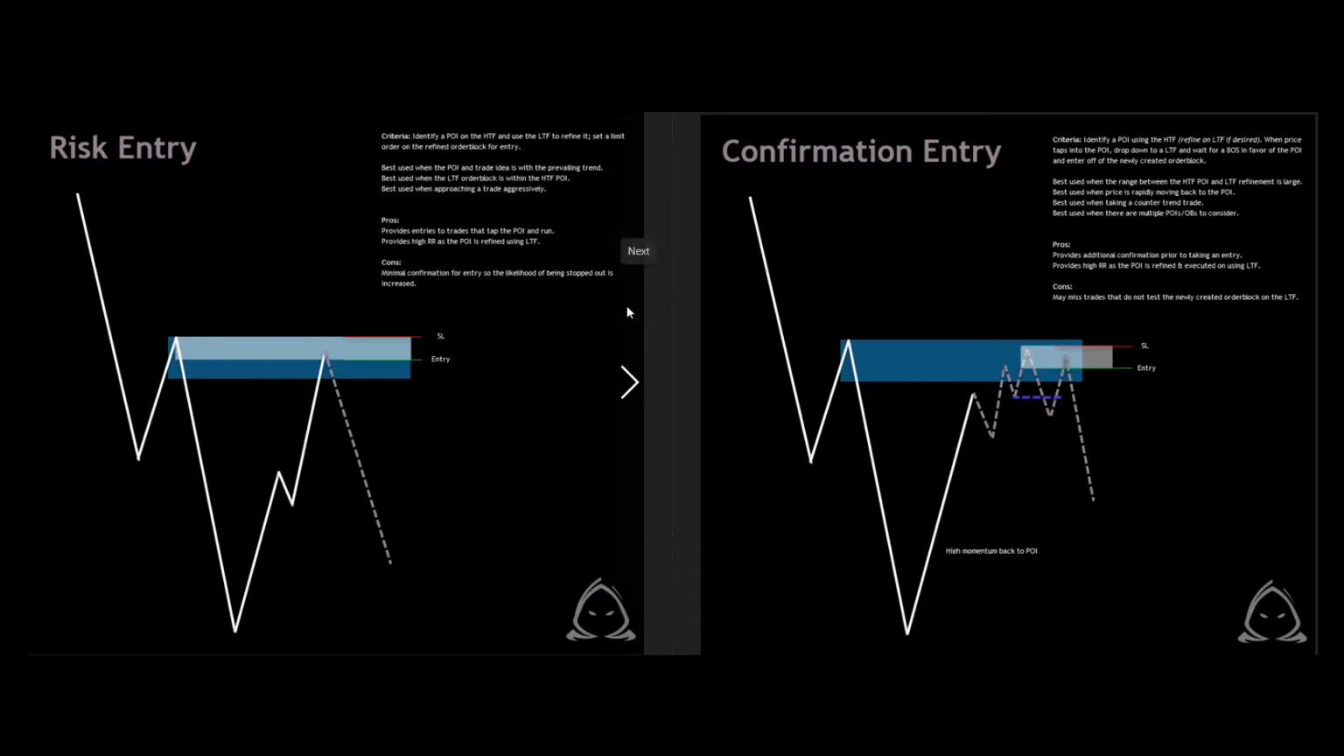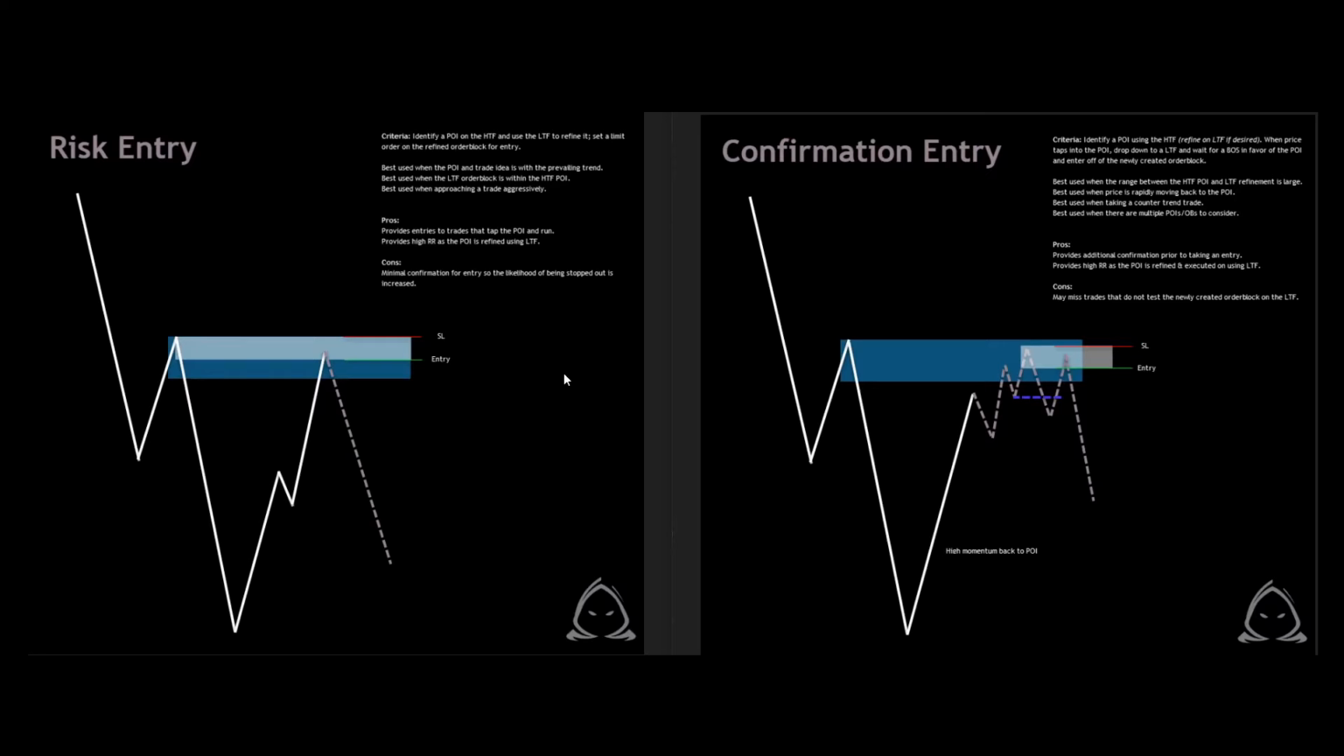So the criteria for this is you're identifying a point of interest on the higher time frame and using the lower time frame to refine that point of interest. Set a limit order on the refined order block for your entry. So an example would be using a 1 hour point of interest, refining that point of interest down to a 15-minute, setting a limit order on that 15-minute order block and waiting for price to tag you in and continue.